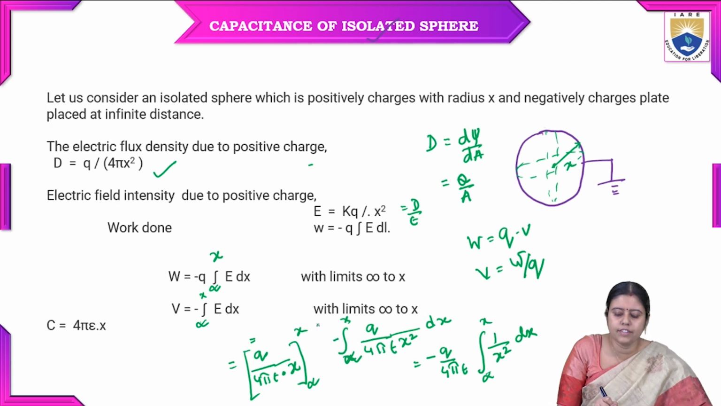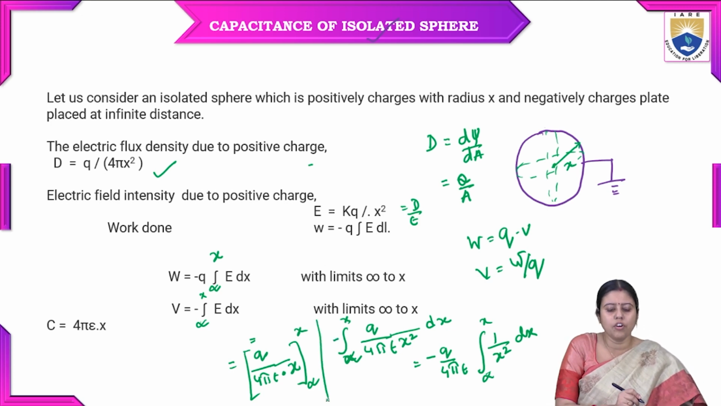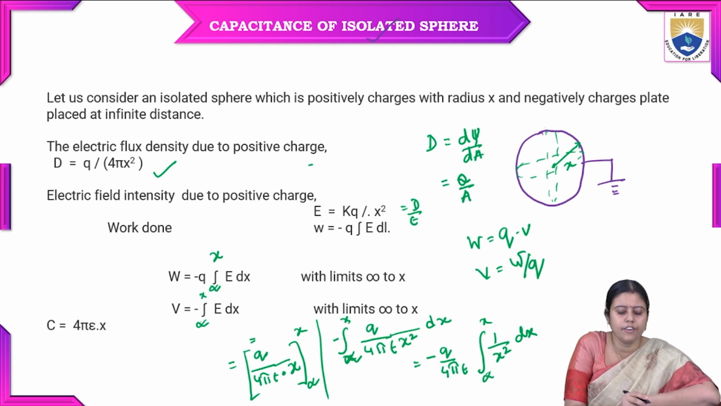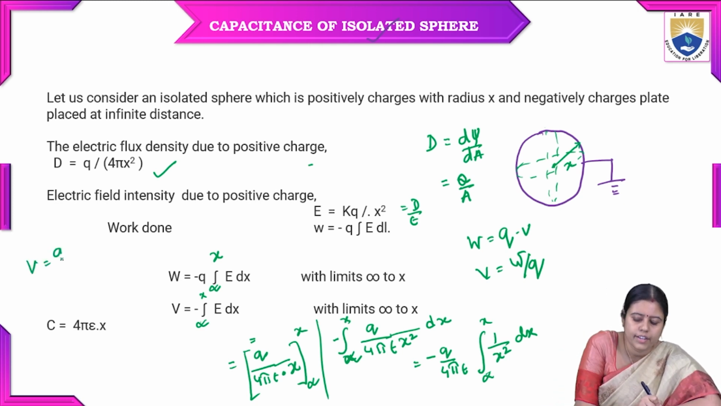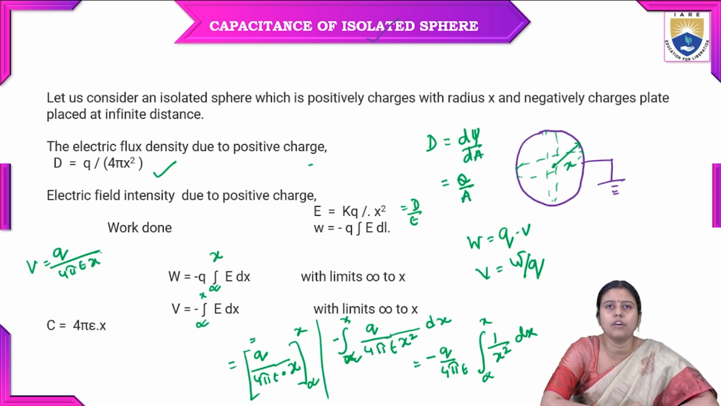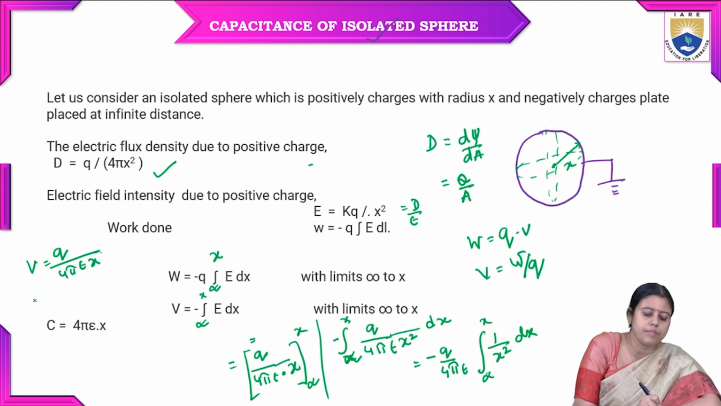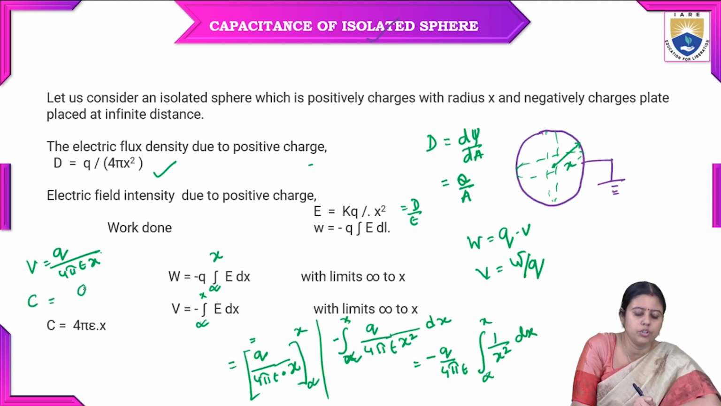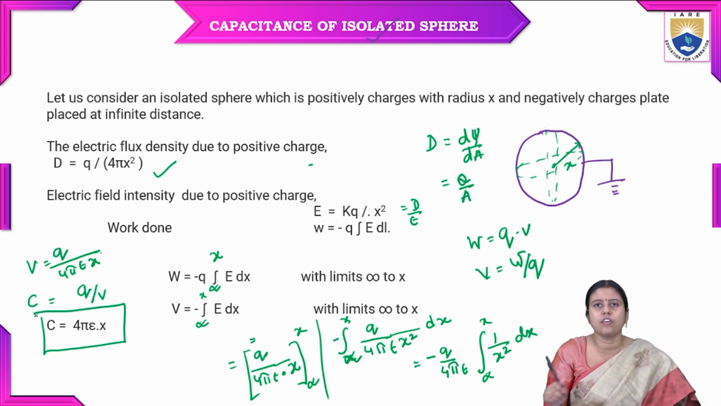1 by infinity is equal to 0. So we got the potential V is nothing but q by 4 pi epsilon into x. So if we get the value of the V, what is the value of the capacitance? Capacitance value we know, q by V. So if we put the value, we will get the capacitance C equals 4 pi epsilon into x.